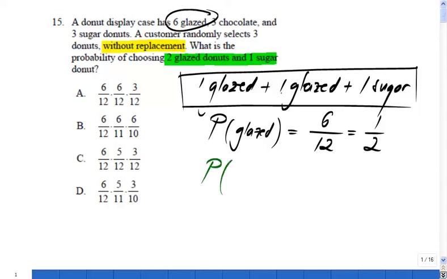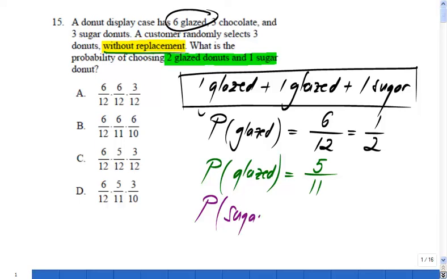Second step, I'm looking to find what is the probability to get the second glazed, right? So glazed again, but we know now that instead of having 6 glazed, I will have only 5 because 1 is gone, right? So there are only 5 glazed left. Out of how many? Without replacement, out of 11, okay? And you cannot simplify, that's the probability of getting your second donut, a glazed one.